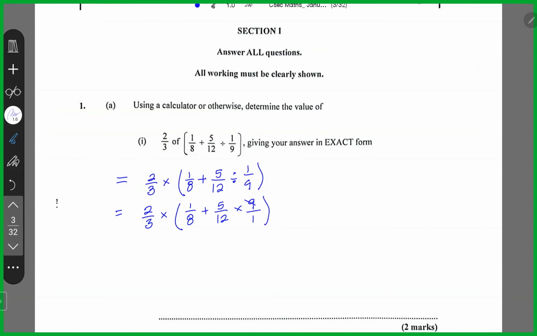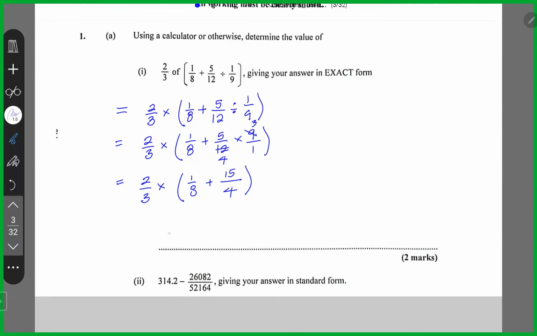So let's cancel. 3 into 9 is 3. 3 into 12 is 4. This becomes 2/3 of 1/8 plus 15/4. Inside the bracket, the LCM is 8. 8 into 8 is 1. 1 times 1 is 1. 4 into 8 is 2. 2 times 15 is 30.